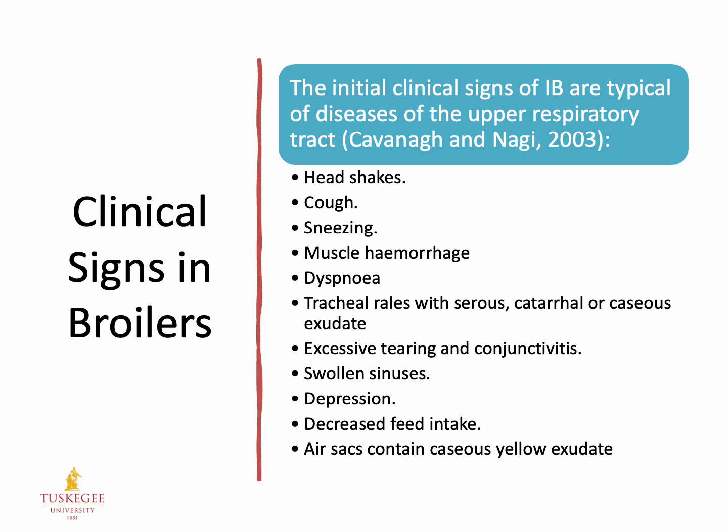So, clinical signs in broilers. Broilers are, as we all know, chickens that are bred for their meat, and the clinical signs of infectious bronchitis are typical of any respiratory disease. They include head shakes, where chickens violently shake their heads, coughing, sneezing, muscle hemorrhage, difficulty in breathing, and tracheal rales with serous, catarrhal, or caseous exudate.